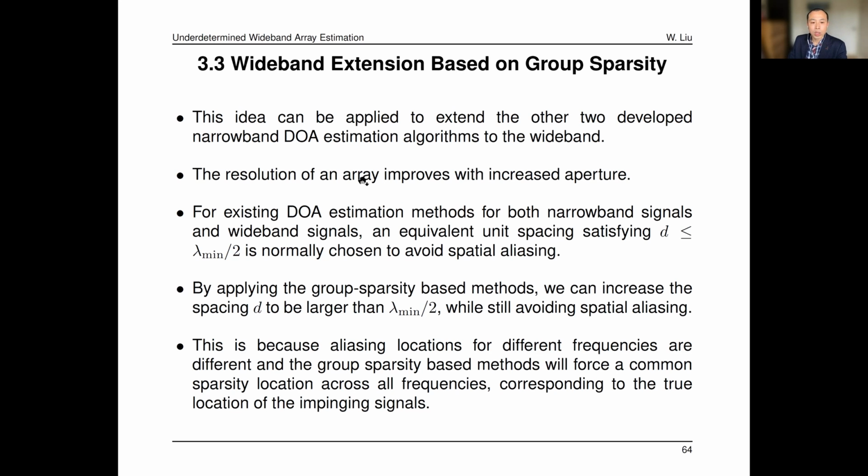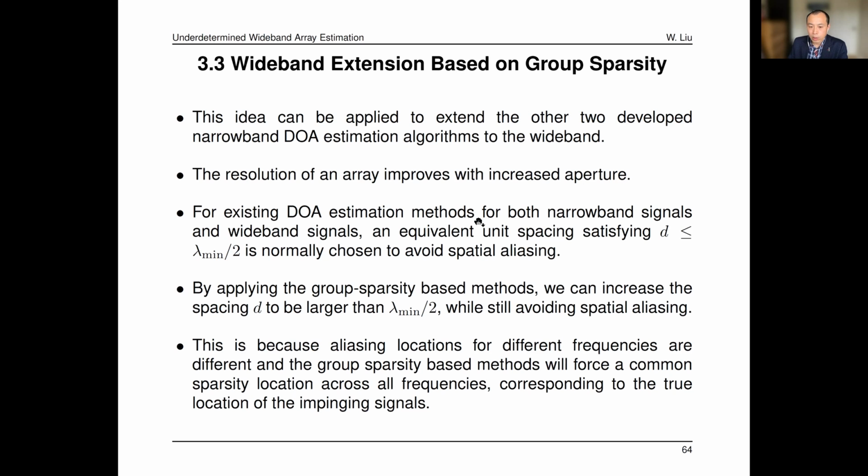And we also know, okay, the resolution of an array improves with increased aperture, right? So if you have a larger aperture, then the resolution will improve. You can increase the aperture of the array by using more sensors, right? By using more sensors, but you will have a higher cost, right? So the other way to increase the aperture is with the same number of sensors. That means you increase the spacing between adjacent sensors, right?